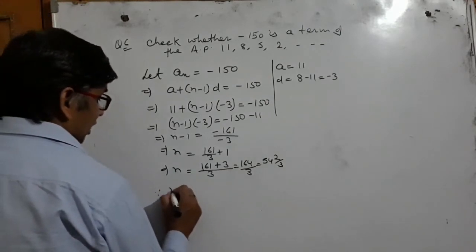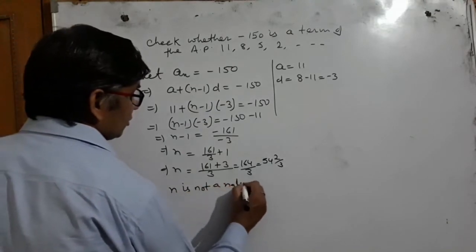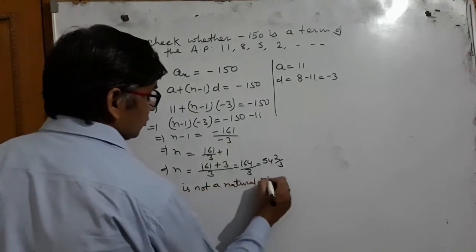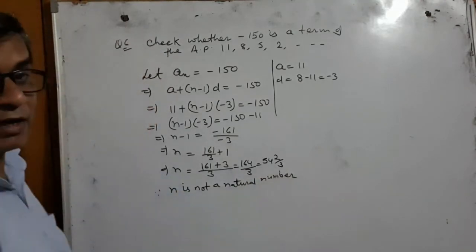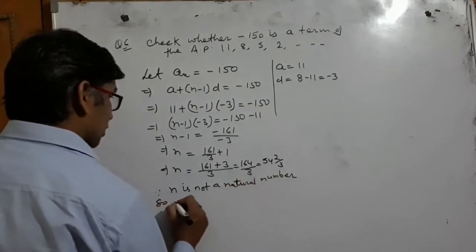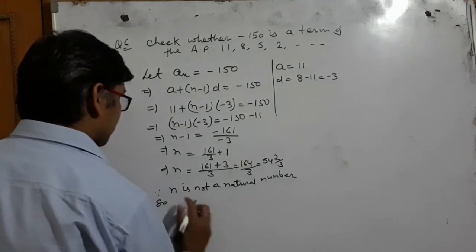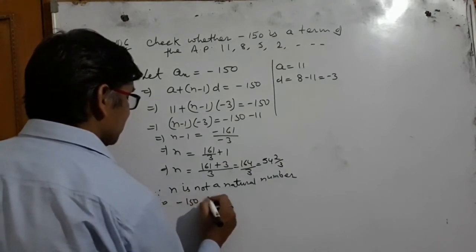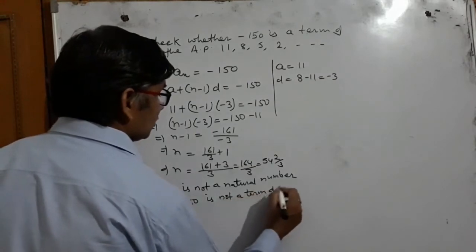Since the value of n should be a natural number, and n is not a natural number, it is 54 and 2 by 3, so minus 150 is not a term of this AP.